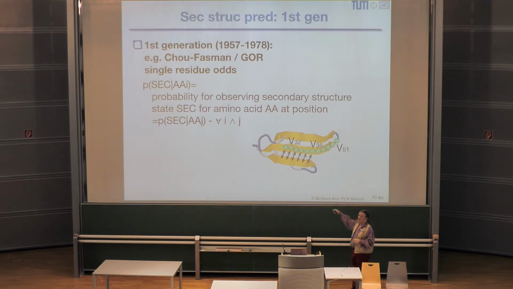And the probability that this first generation of methods assigns is completely independent of where the V is. The probability is for the V to be, in this particular case here, in a beta strand. And therefore, for position I, it's the same as for position J for all I and J.